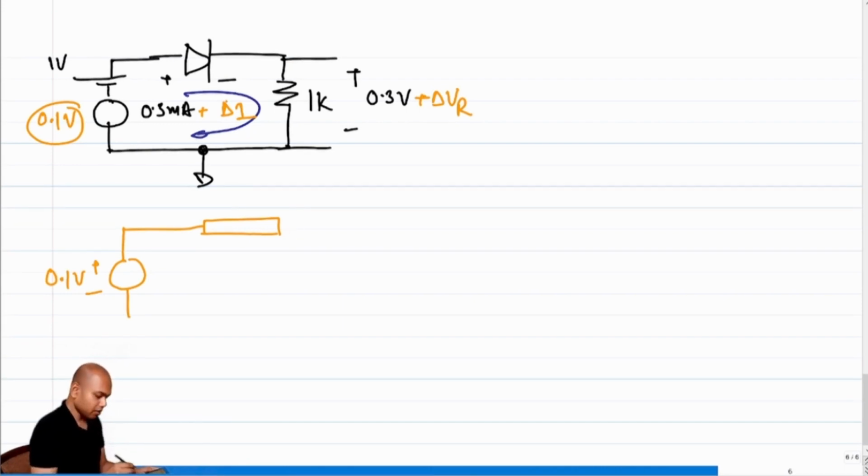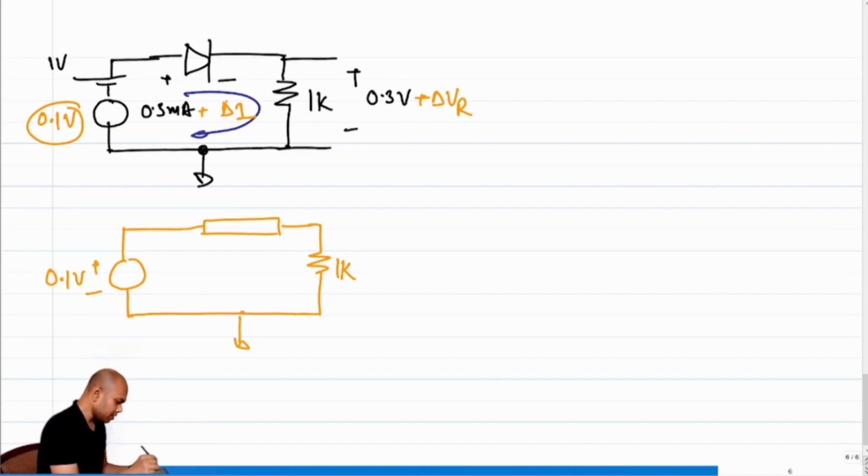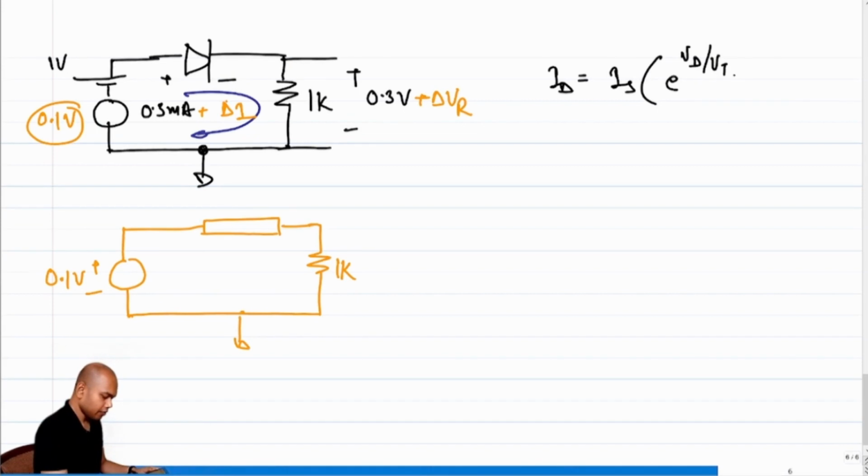We'll have to quickly figure out what is the linearized version of the diode, and we have to replace the resistor with this linear incremental equivalent, which is a resistor of same value, right? So this is 1K. So now what is the missing piece? The missing piece is what is the incremental equivalent of the diode, right? So in a forward bias diode, ID is Is e to the power Vd over Vt minus 1, right?